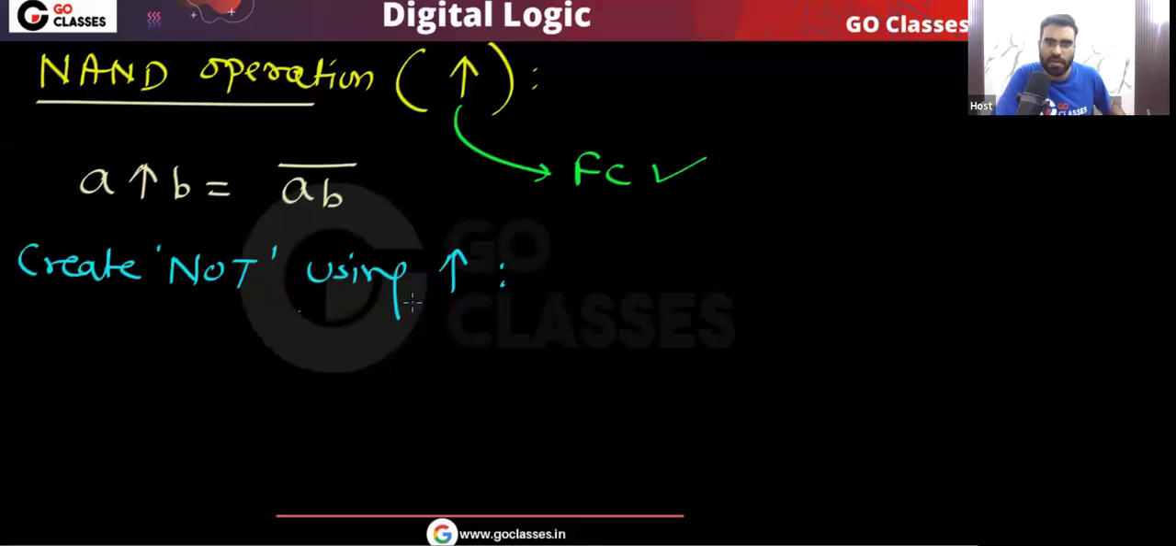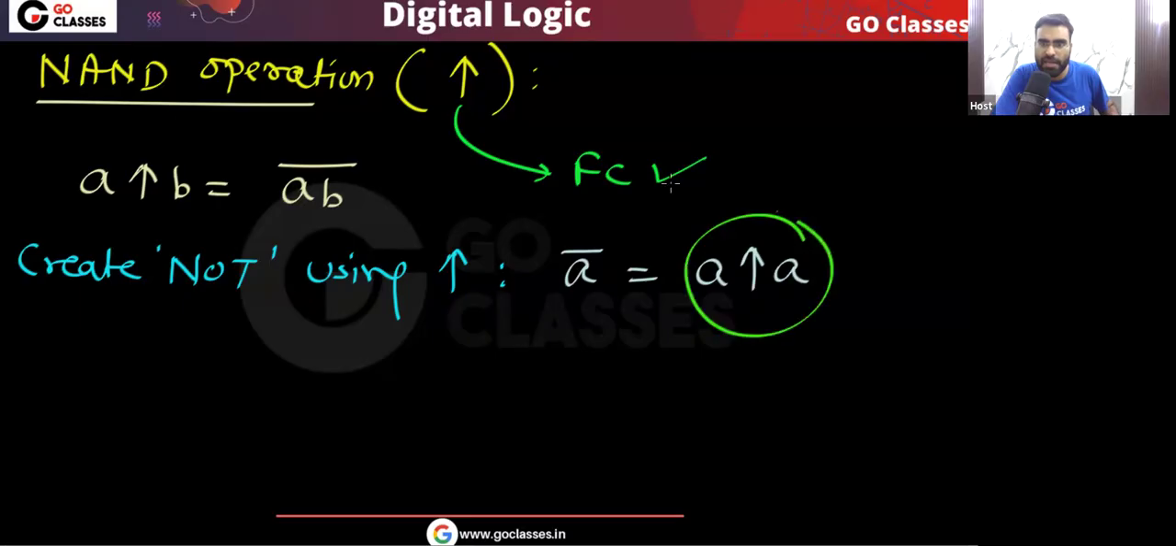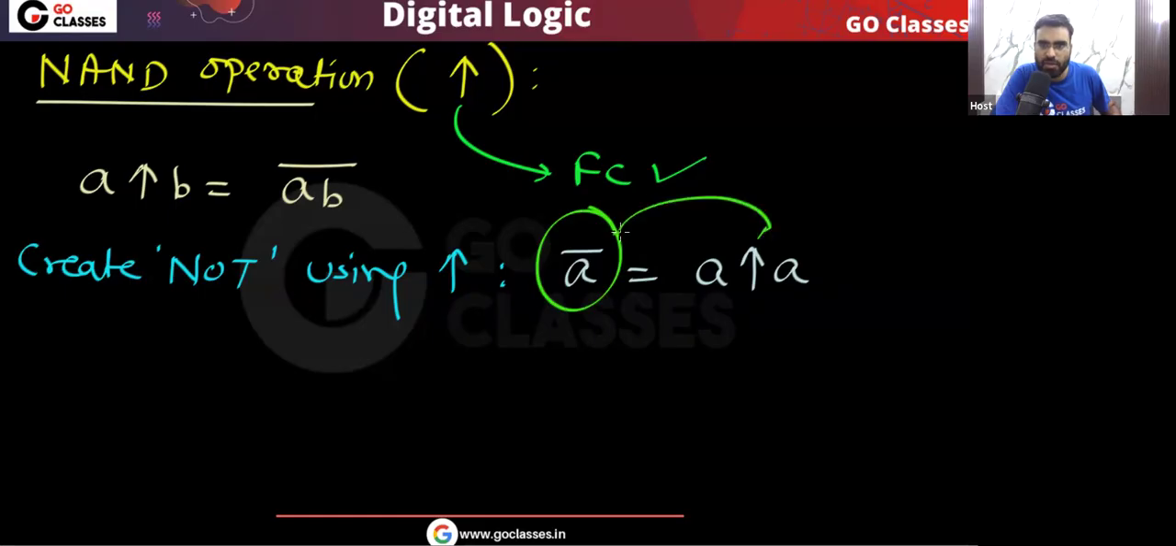How to create? Very simple. If I want to create A bar, then all I have to do, very simple, just do A NAND A. If I do A NAND A, I will get A bar. Yes or no? So you can see this NOT I can write in terms of NAND.